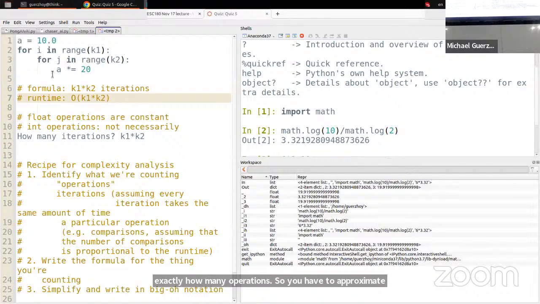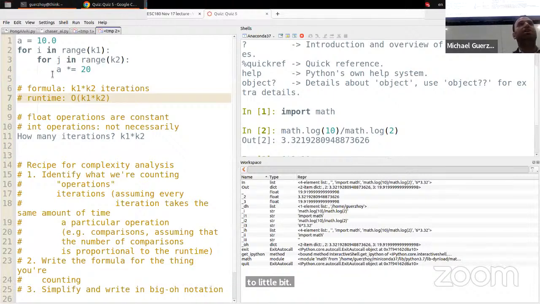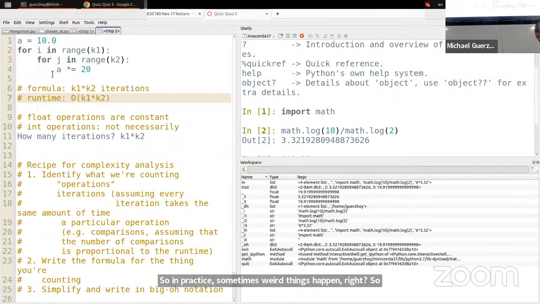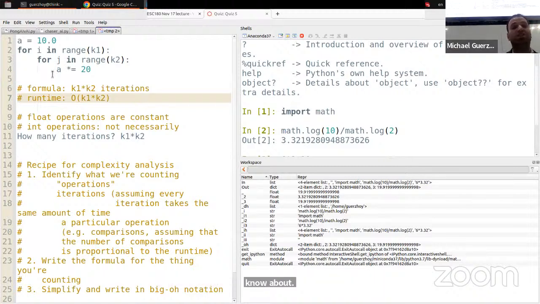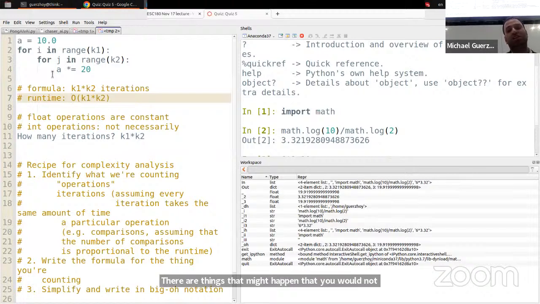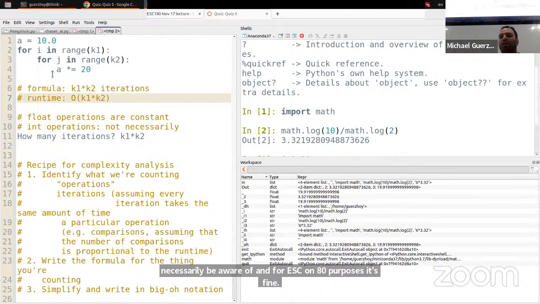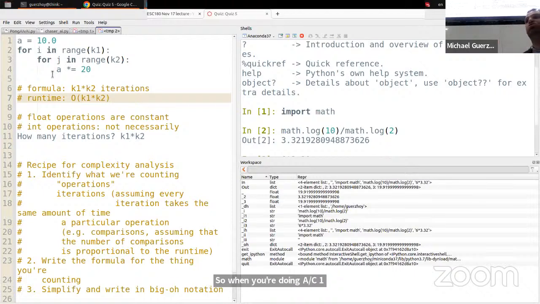So in practice, sometimes weird things happen, right? One weird thing that they mentioned was that integer multiplication can take longer for larger integers. So that could happen, and that's one thing that you need to know about. There are things that might happen that you would not necessarily be aware of. For ESC180 purposes, it's fine. When you're doing ESC190, you'll have more details about what's going on in the computer, so you have a little bit more insight. But generally, this kind of process just works.